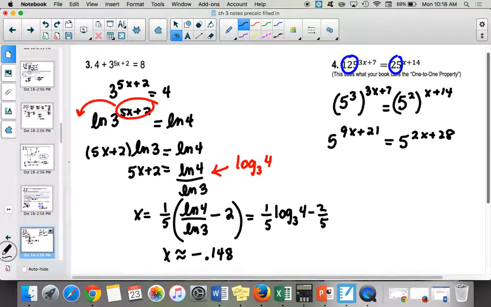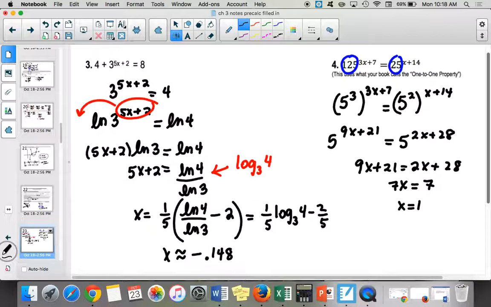And we just set our powers equal to each other. So we say 9x plus 21 has to equal 2x plus 28. So 7x equals 7. So x equals 1. Okay, and you can check, you could plug back in 125 to the 10. You could see if that's the same as 25 to the 15, and they end up being the same.